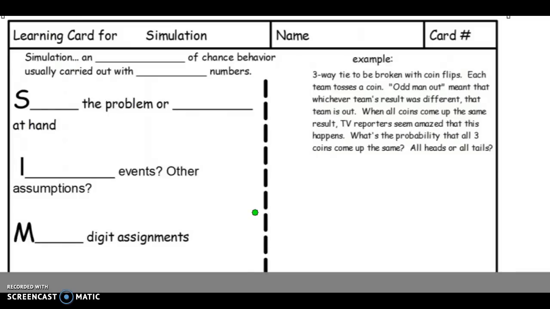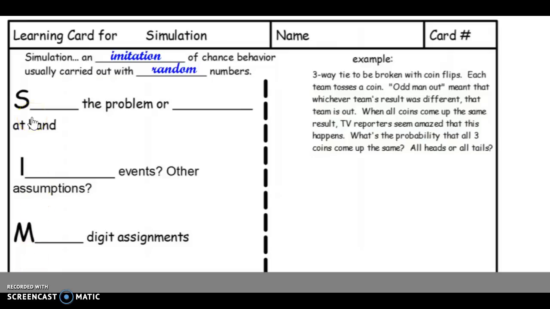A simulation is an imitation of chance behavior, usually carried out with random numbers. So a simulation is an imitation of chance behavior, usually carried out with random numbers. So now we have these big letters on the side that don't really spell anything. It says SIMS C, but each letter kind of stands for something.